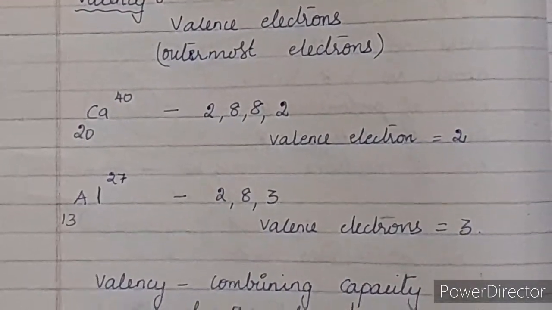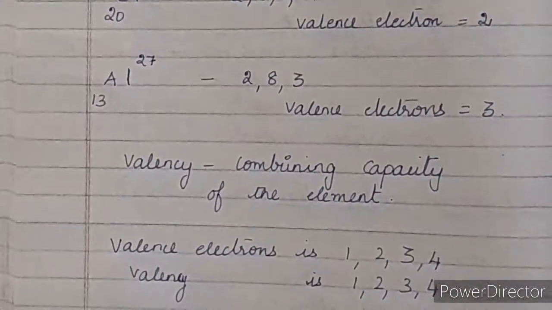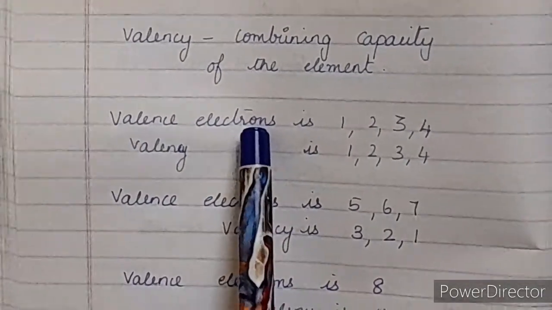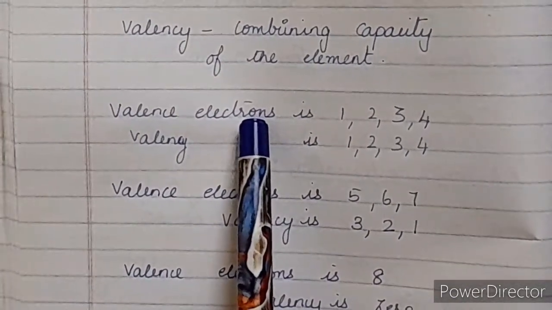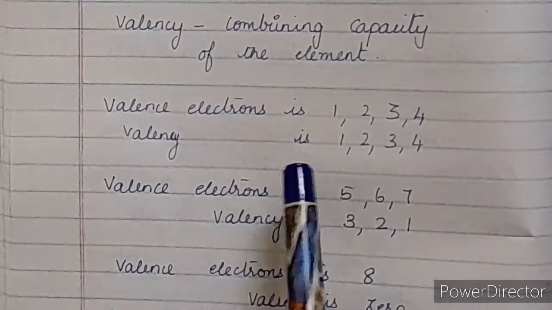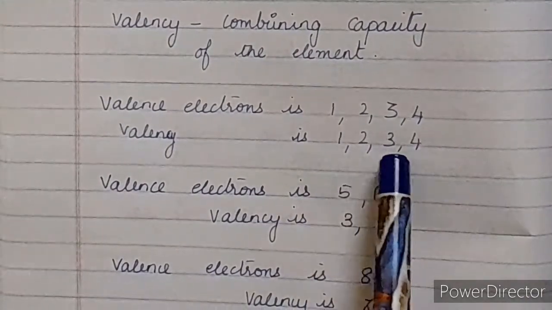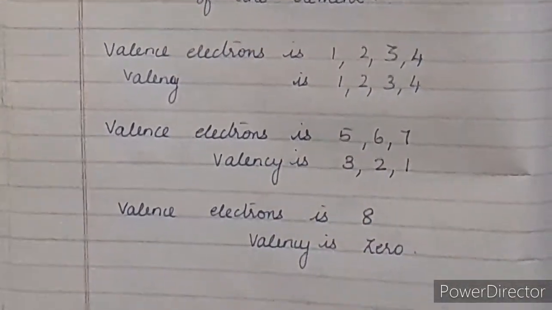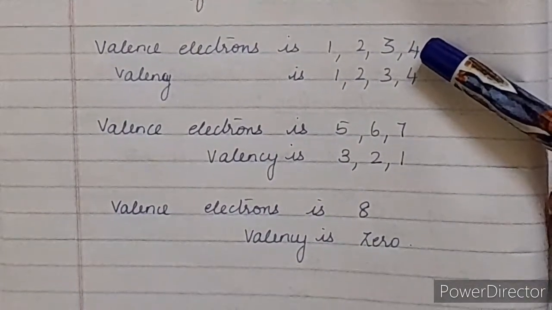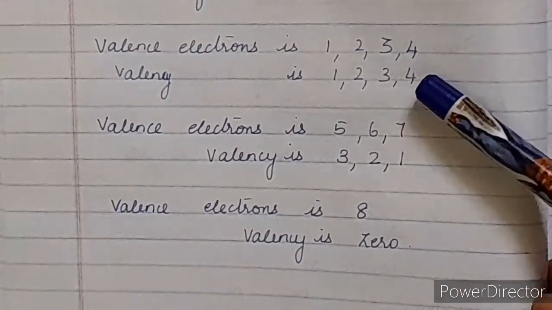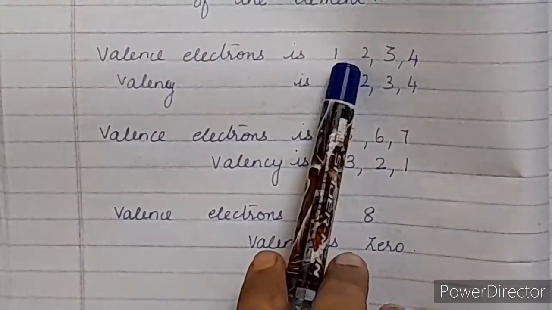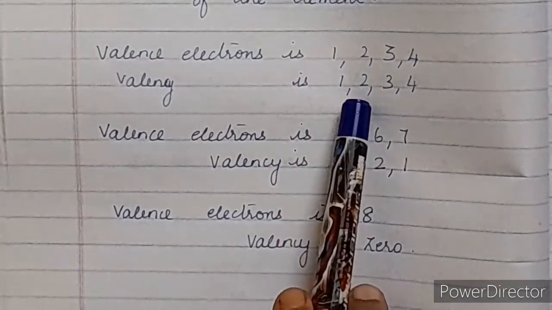Now we said that valency is the combining capacity of an element, isn't it? If the valence electrons in the outermost shell are 1, 2 and 3, the valency of that particular element will be 1, 2, 3. For example, if the element has 4 electrons in the outermost shell, then its valency will be 4. If the element has 2 electrons in the outermost shell, then its valency will be 2.